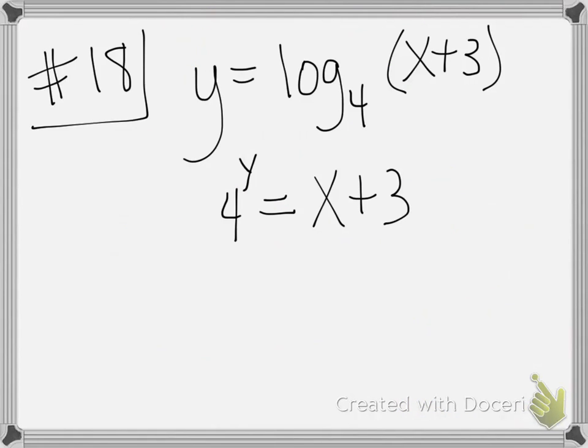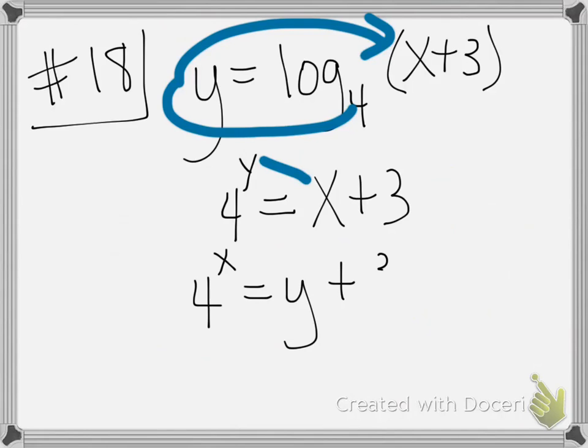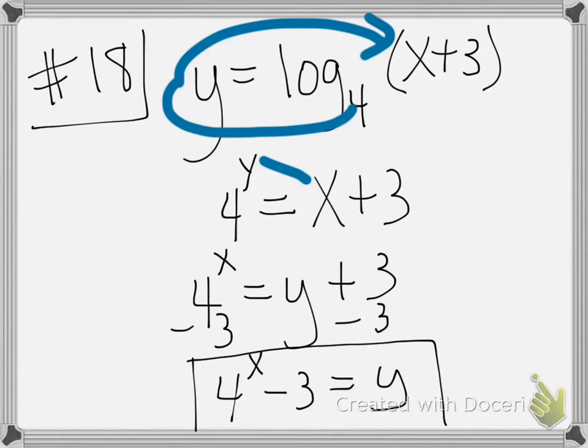Number 18, this is an inverse problem. So the first thing I do is write 4 to the y power equals x plus 3. The inverse means I'm going to trade the x and the y. So my new answer is going to be 4 to the x equals y plus 3. That's not a bad answer, but y really should be by itself. So if we subtract 3, we get 4 to the x minus 3 equals y. That's the official inverse.